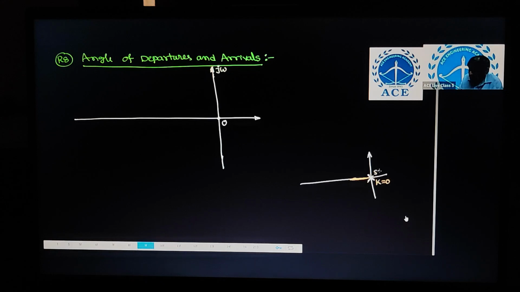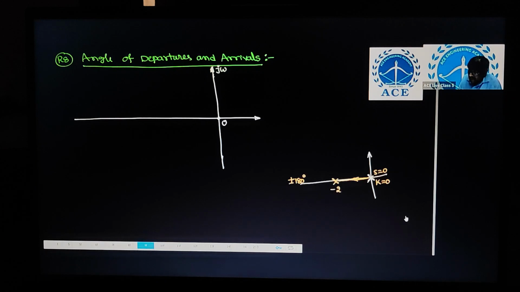Departure means leaving from the initial position. Come on, what is the angle of departure of this pole? What is the angle of leaving here? Anybody? Plus or minus 180 degrees. Very good, it is 100% correct. I'll put one more pole here at minus 2.